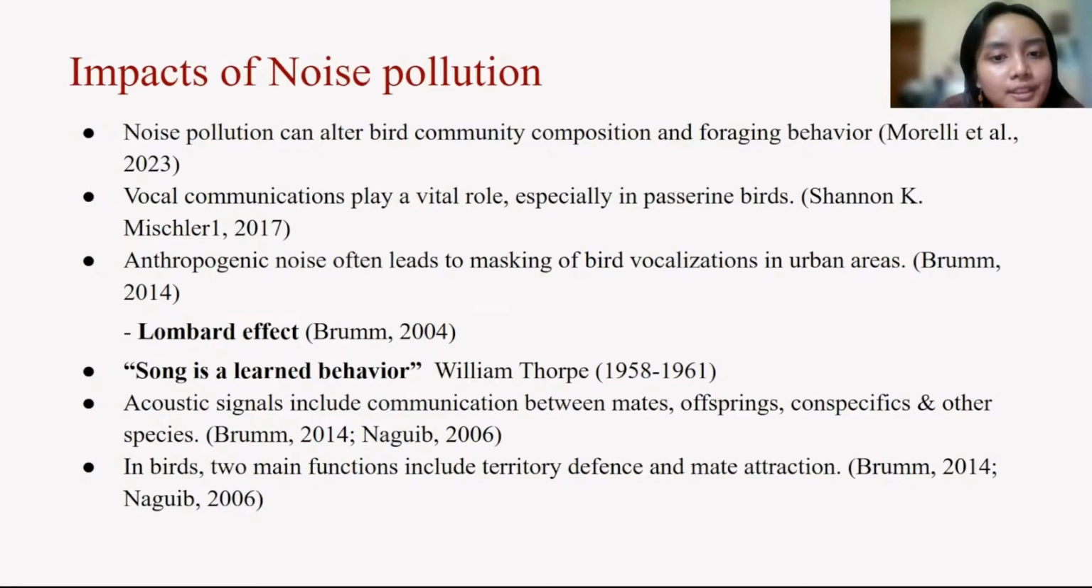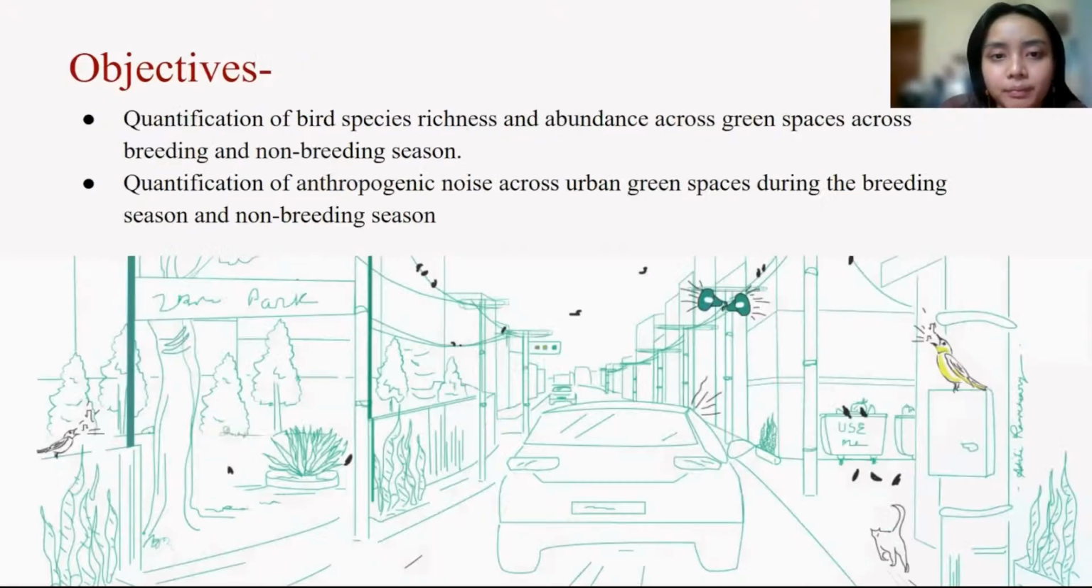Studies have found that some species tend to actively avoid such spaces because of their calls being masked, reducing their chances of communication, whereas there are also other species that adapt by shifting their call frequencies or even their call timings. So, understanding how birds respond to such disturbances is therefore key to recognizing the role that urban green spaces play in supporting avian diversity.